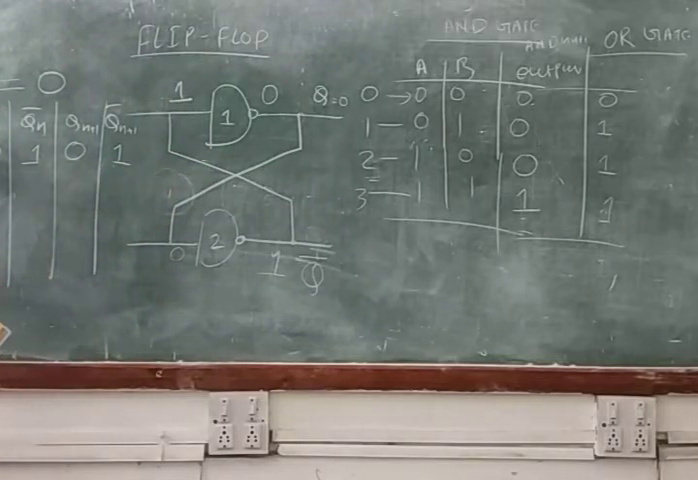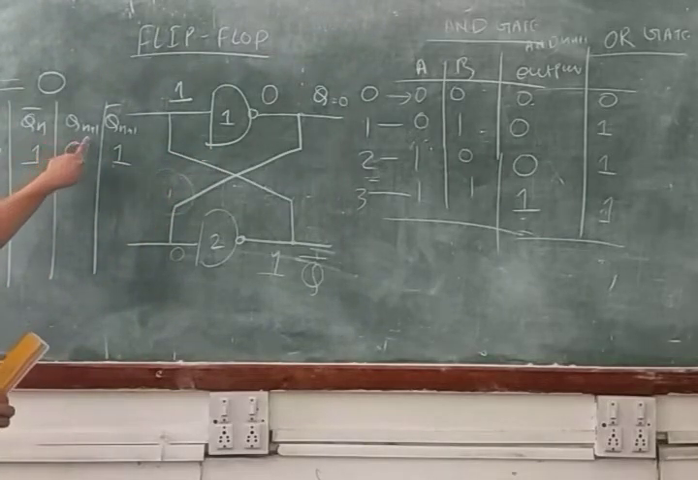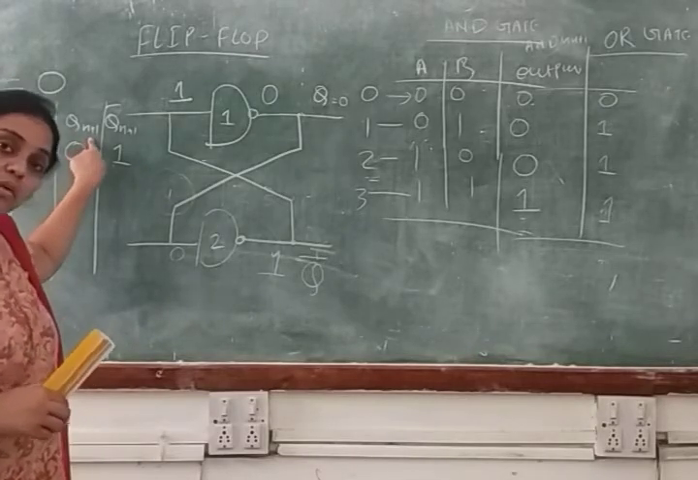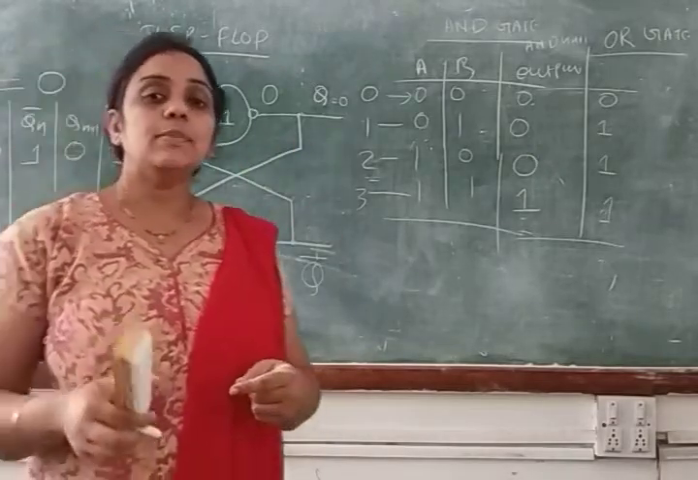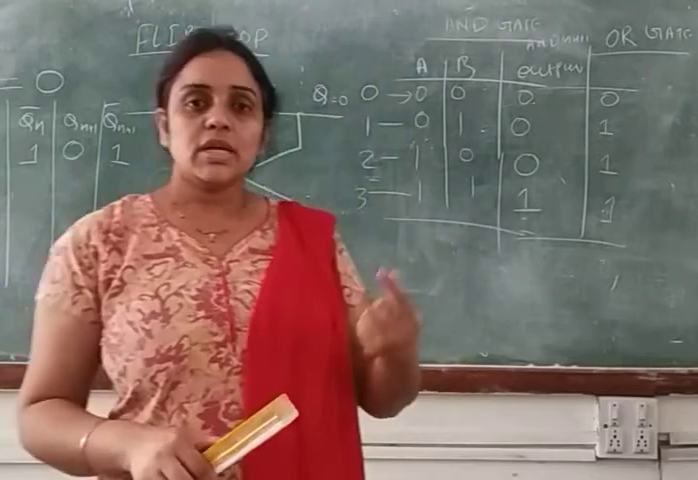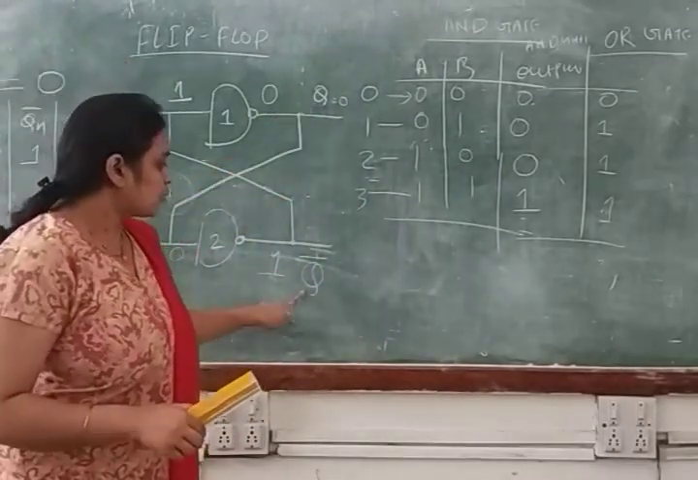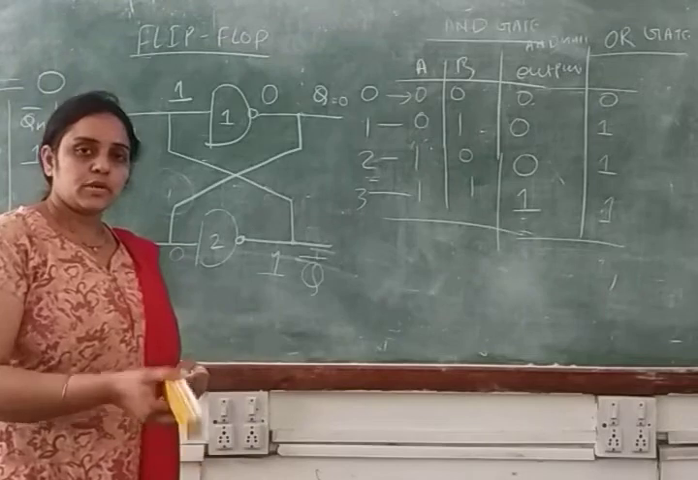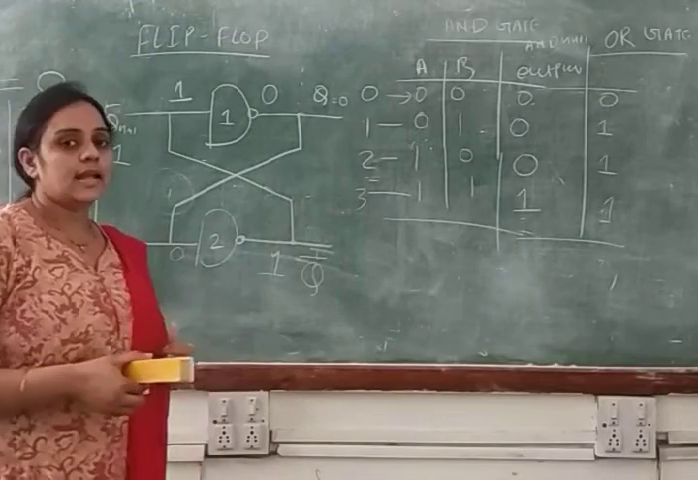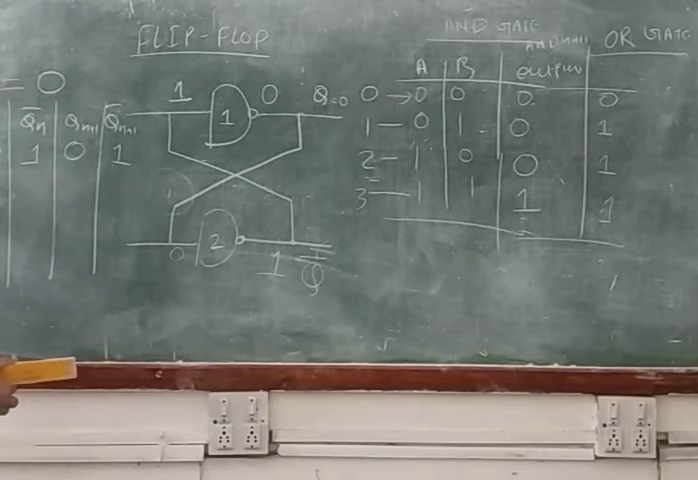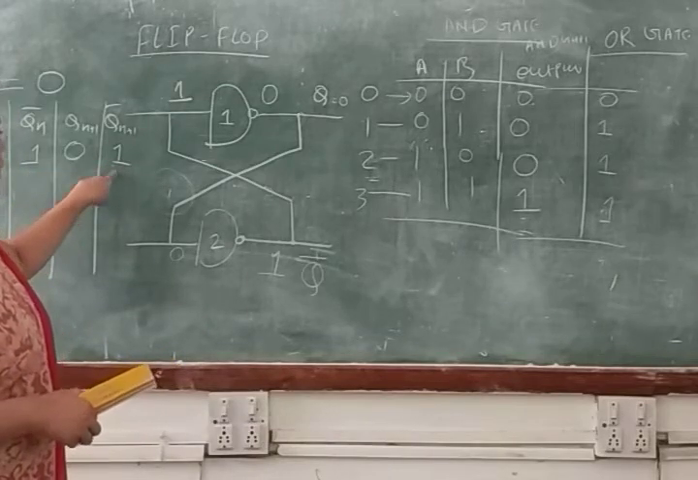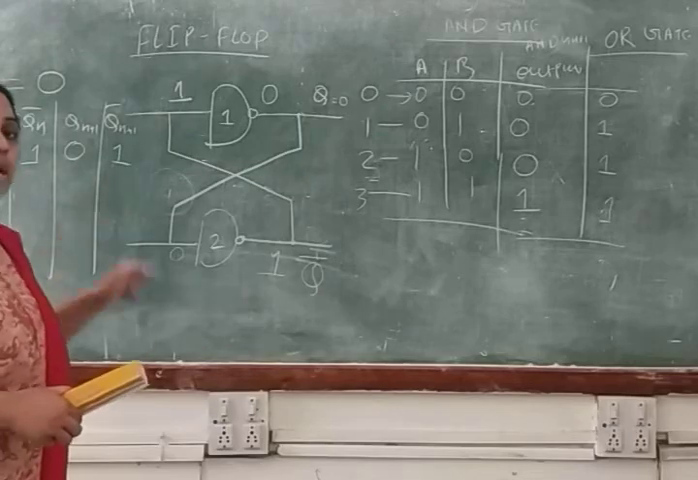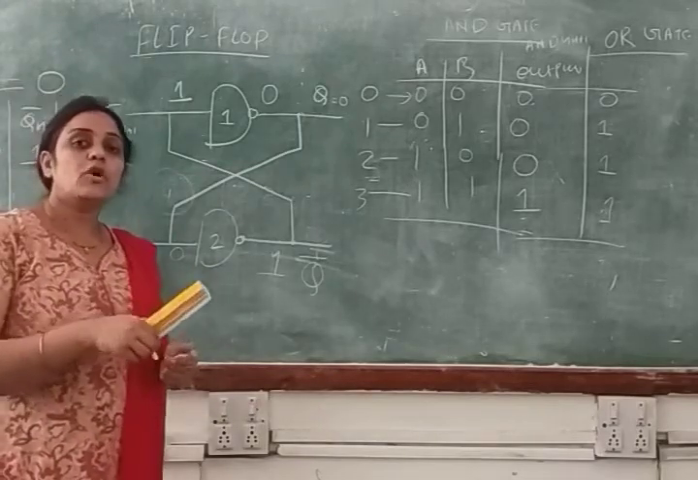So if you are assuming Q value, Qn is 0, then you are getting Qn plus 1 is also 0. Qn plus 1 represent your next state output and Qn represent your present state output. So that's why we are writing these are your present state output and what will be your next state output. That thing we are basically solving in this diagram. So here Qn is 0, Qn complement is 1, and after solving the circuit we are getting Qn plus 1 is 0 and Qn plus 1 complement is 1. Now we will solve this structure for the output 1.